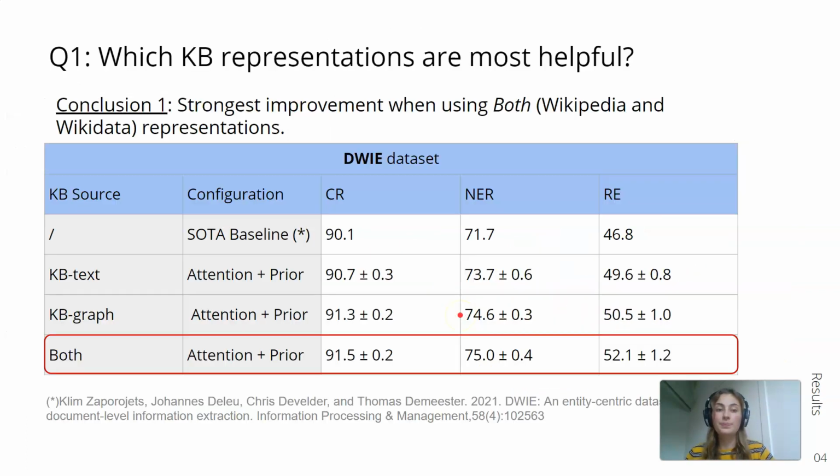To answer the question of whether KB text or KB graph is most helpful, we show a selection of our results table. The metrics used are entity-centric and not on mention level, and as can be seen, both types of embeddings give an improvement, but the concatenation of both types gives the biggest improvement for the coreference resolution, named entity recognition, and relation extraction tasks. So this triggers the idea of them being complementary.